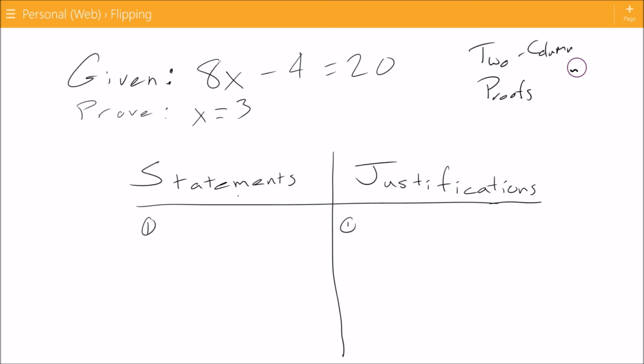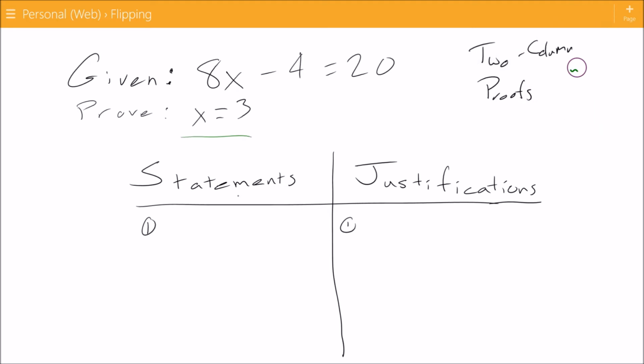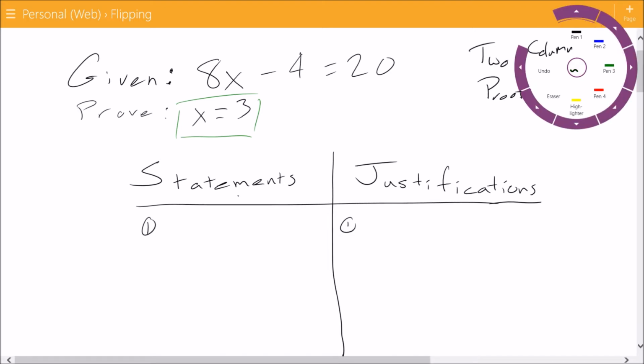So this is set up a little bit different than you might be used to. You are given an equation here. In this case, it is 8x minus 4 equals 20. And you're also given what the solution is for x. Quite often you have to solve for this, but in this case, it's given to us. That's weird, but there's a reason for this. We're given this so that we can justify all of our steps of how that is true.